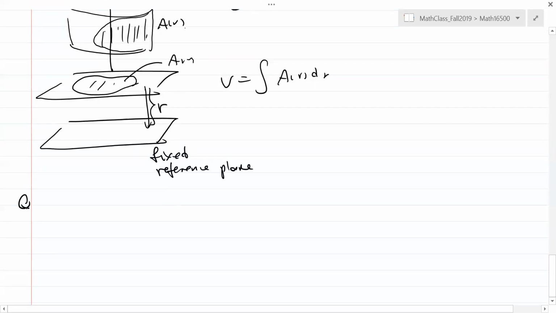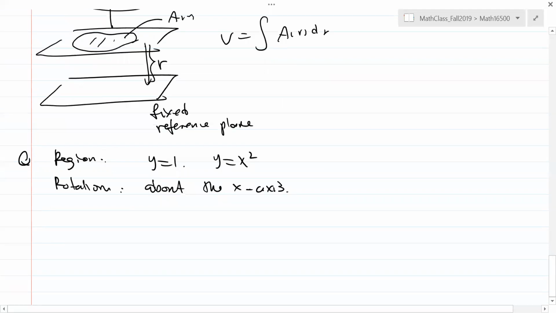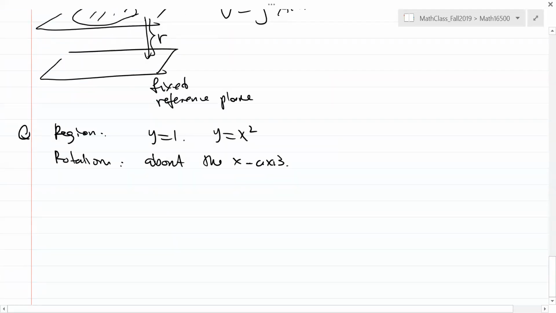So the next problem: the region enclosed by the following curves, y equals 1 and y equals x squared, and the rotation is about the x-axis. Set up an integral for the volume.